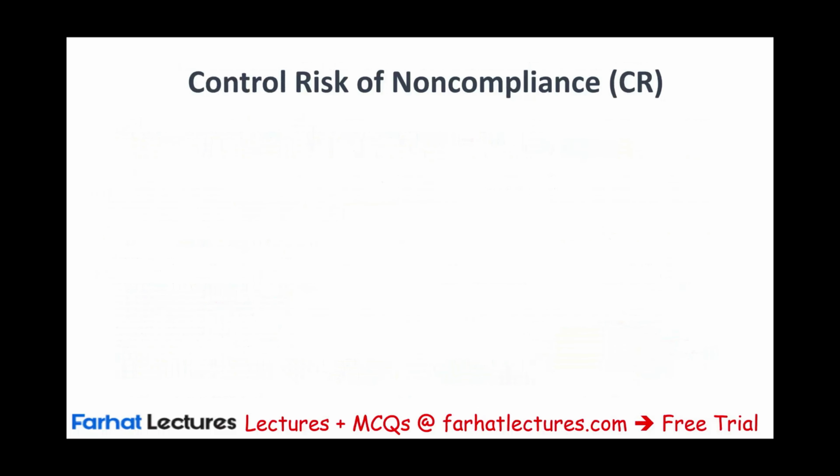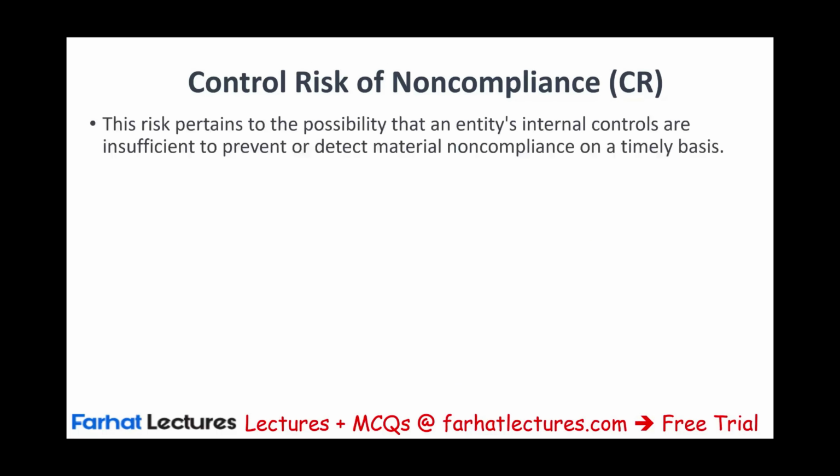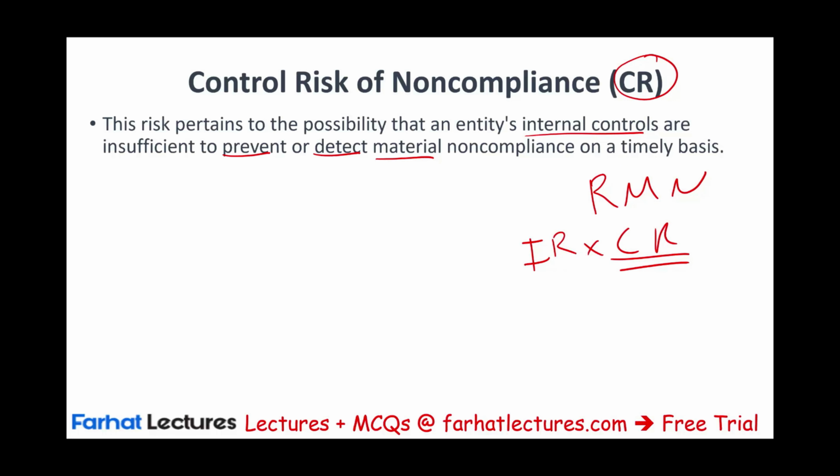Now, the control risk, on the other hand, is the possibility that the company's internal controls are inefficient, or they fail to prevent or detect material non-compliance on a timely basis. So control risk is the other part of the RMN. So it's inherent risk times control risk. What is control risk? Control risk is that the company's internal controls are not working properly to do what? To detect those non-compliances on time.